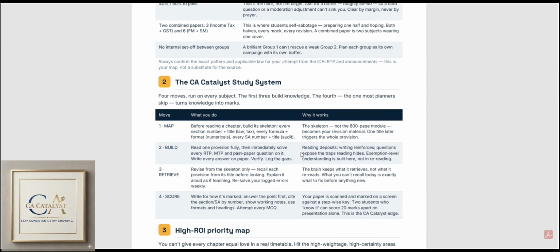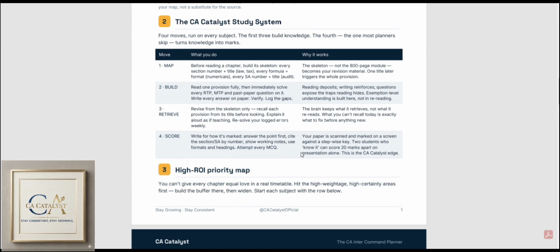Okay, now let's get into the study system. The second thing is the study system, how you need to go. There are 4 moves for each subject. The first 3 build the knowledge, and the fourth one is just for the planners. That will help you score the marks. Let's focus on the knowledge.